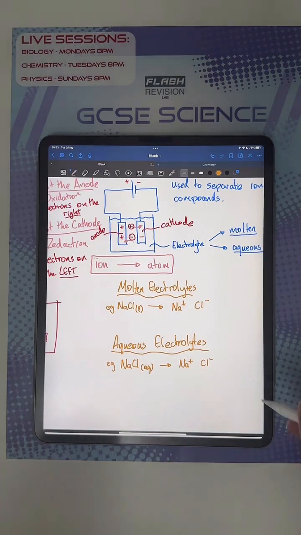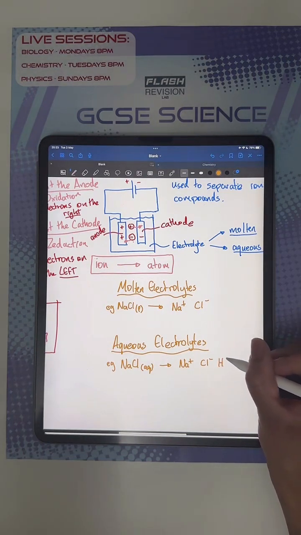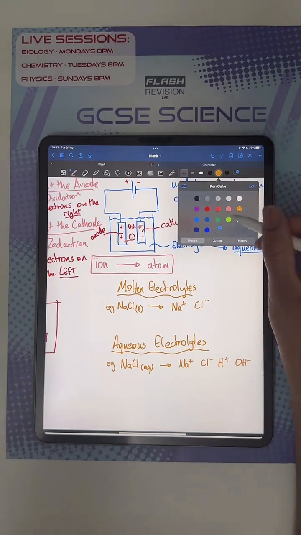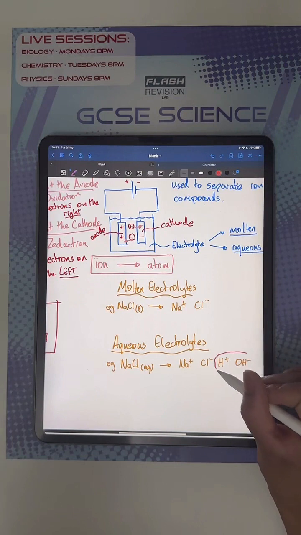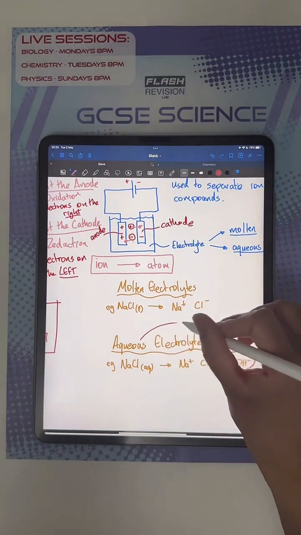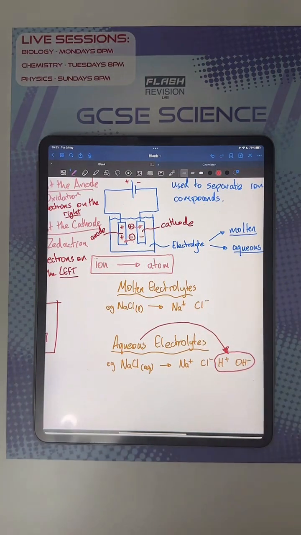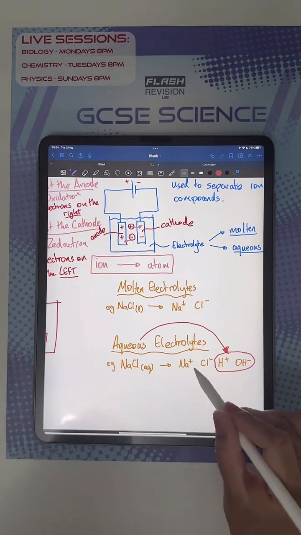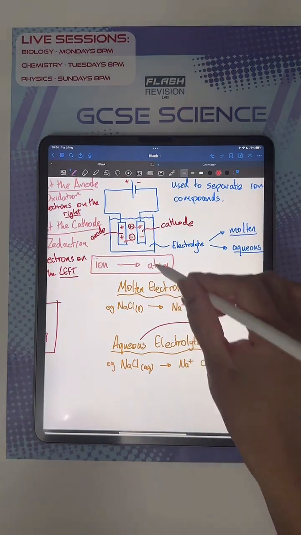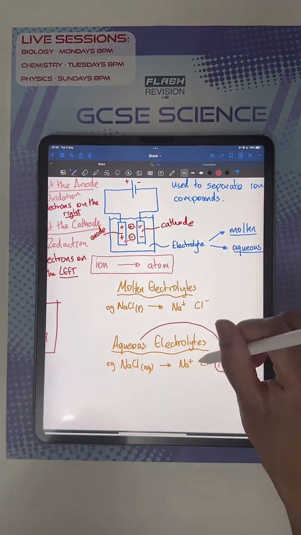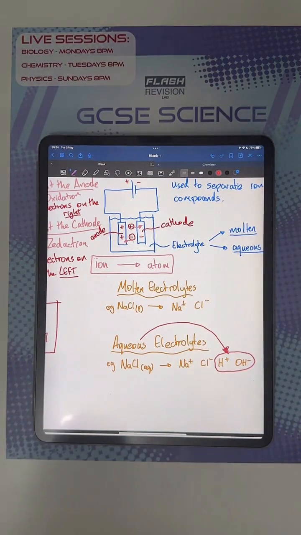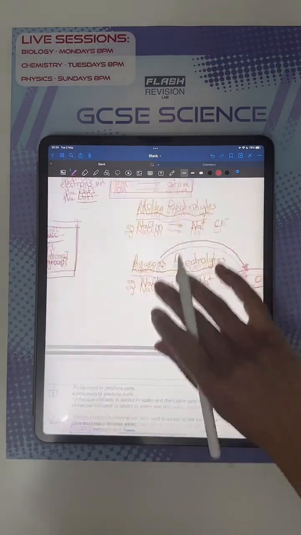Hydrogen and OH minus. Good. H plus ions and OH minus ions. So whenever you have an aqueous electrolyte, on top of your two ions, you also have H plus and OH minus. All right. So that means one of these positive ones will move to the cathode and one of the negative ones will move to the anode. You got to figure out which one it is, but we'll talk about that later.